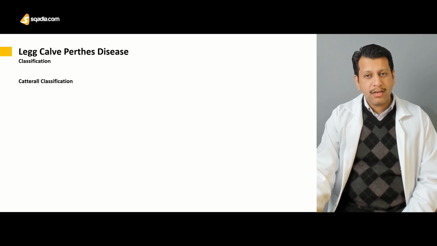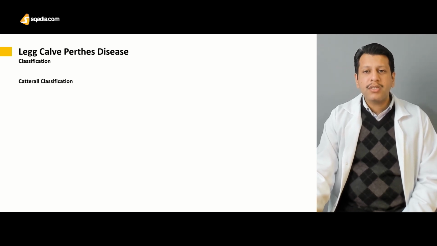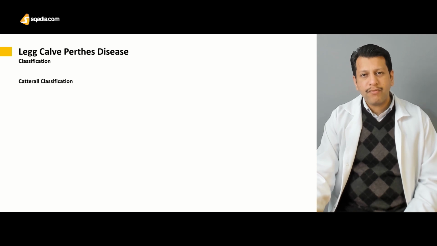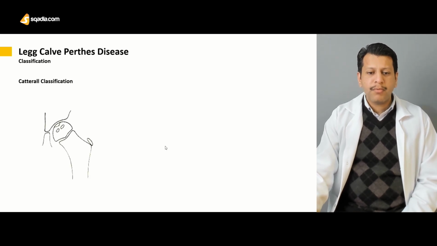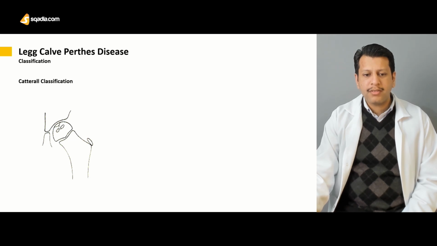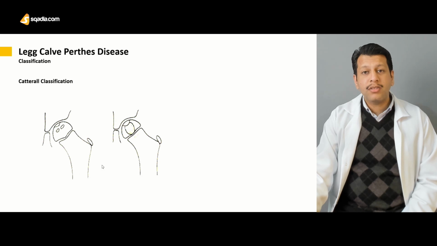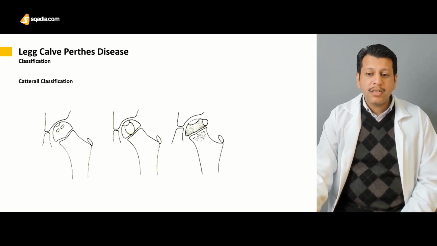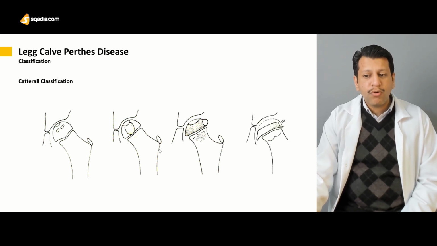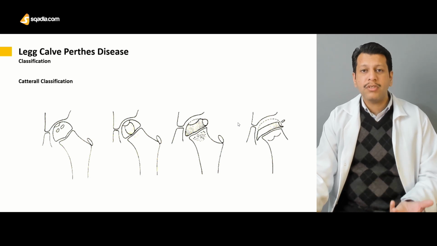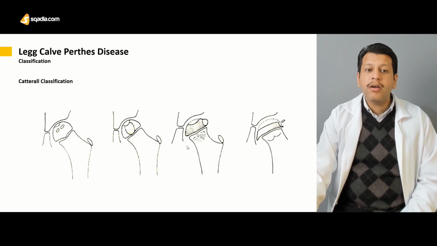Most commonly, it is the Catterall classification. Catterall classification is divided into groups 1, 2, 3, and 4. Initially, if you remember, it may involve only the epiphysis. As the blood supply is compromised, there will be necrosis of the epiphysis. If the epiphysis is anteriorly necrosed, this is usually type 1. This could be a central necrosis of the epiphysis. This is called Catterall grade 2. Then this may be associated with almost the complete head except a small part. And if the whole of the head is involved in collapse, this is Catterall grade 4.